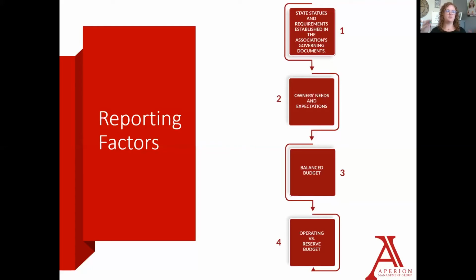And then you have your operating versus your reserve budget. The reason your board looks at those reserves every year is to make sure: do we need to increase that contribution in order to stay current with what we need for those future contributions? And we'll go into a little bit greater detail as to what that reserve study looks like here in just a little bit.